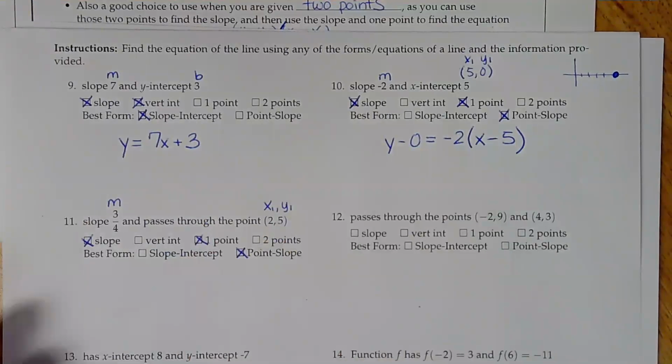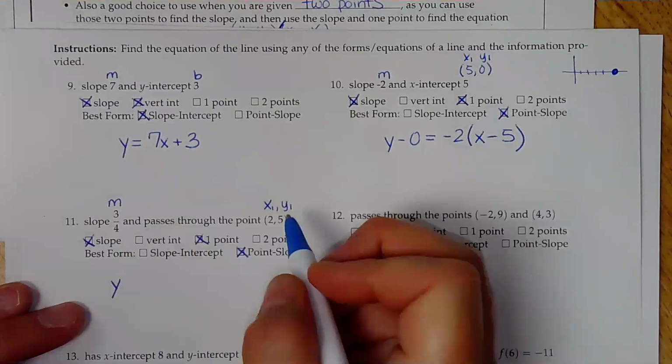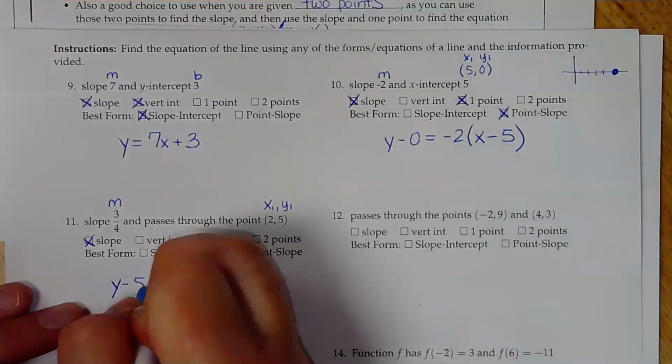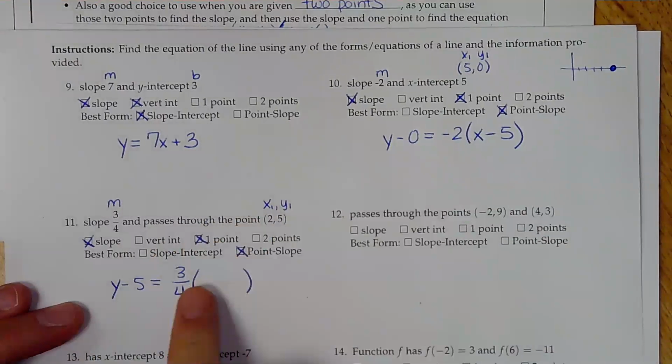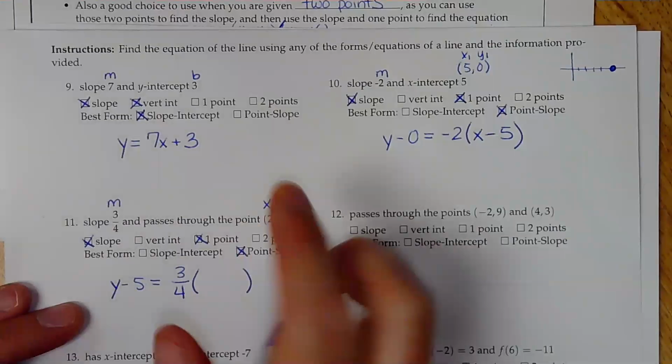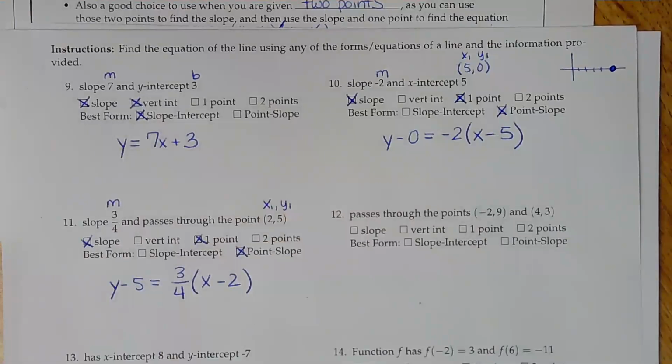All right, so if you gave that a try, let's see if we wind up with the same thing here. I have y minus y1, so y minus 5 is equal to my m, which is 3/4. And then it's going to be x minus x1, which is 2, so x minus 2. All right, there we go.